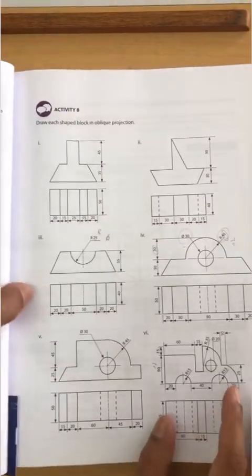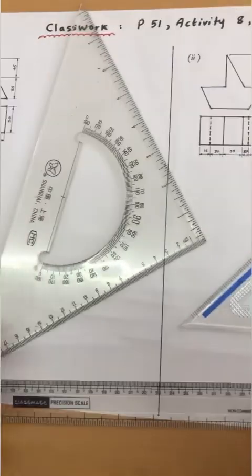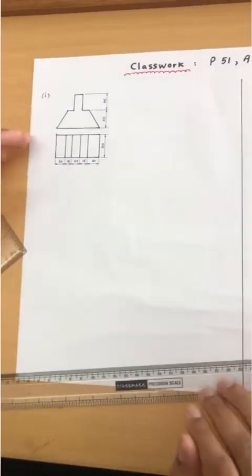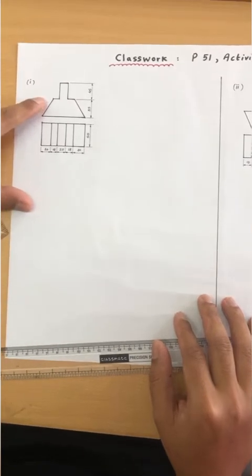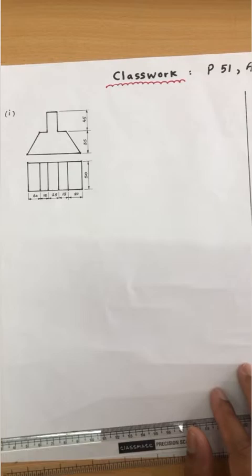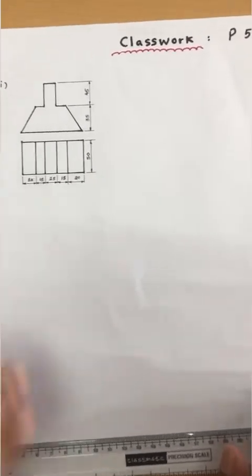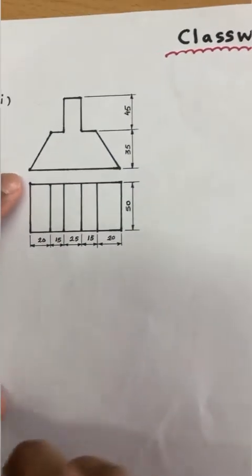So let us start the work. Our first part is here. You have been given two views. The first one is always the front view, and the one below it is our top view. So we are going to extract information from the given two views. Here, from our front view, we are going to obtain the height.